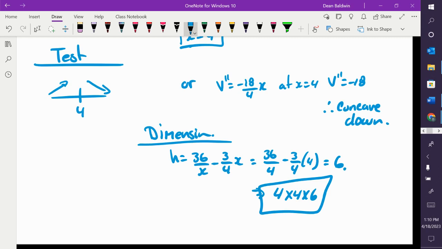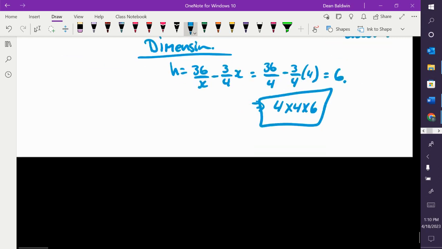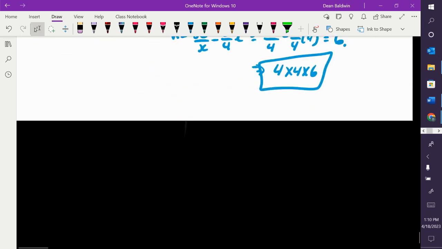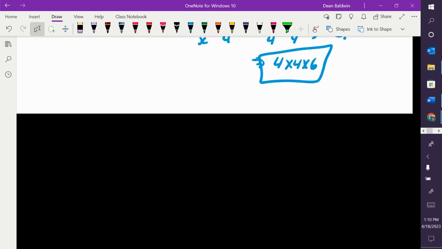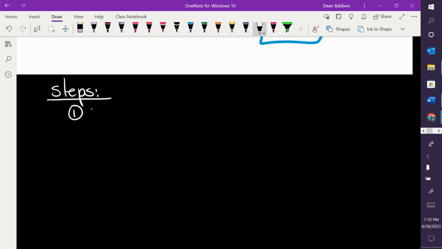So, let's see if we can come up with some rules here. You can do it on the back of your sheet or wherever you have space. So what are we trying to do? What are the steps? What should you do first here when you're solving these types of questions? I would draw a picture. Don't have to, but it usually helps.